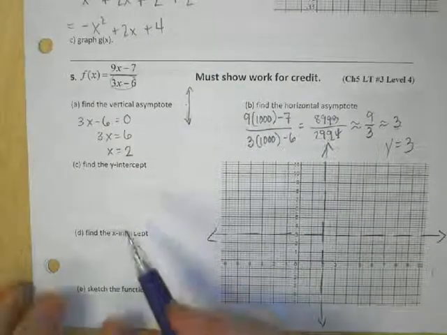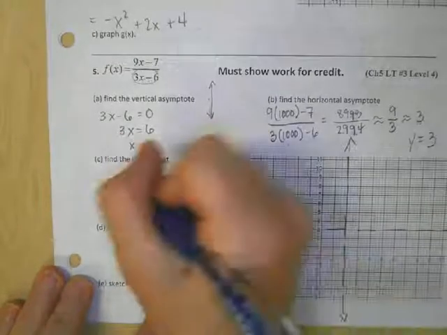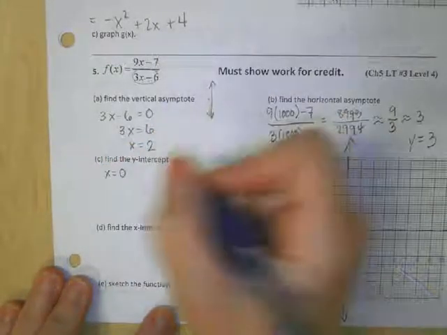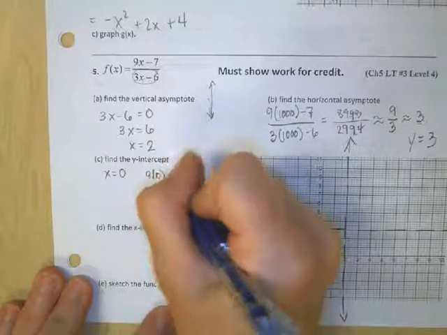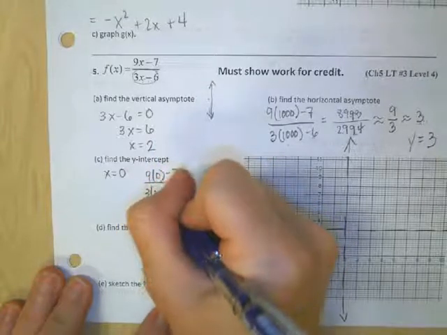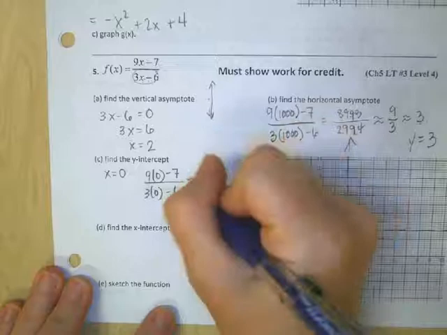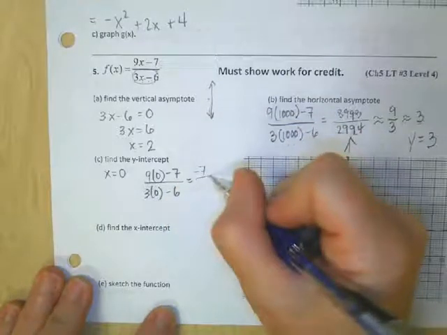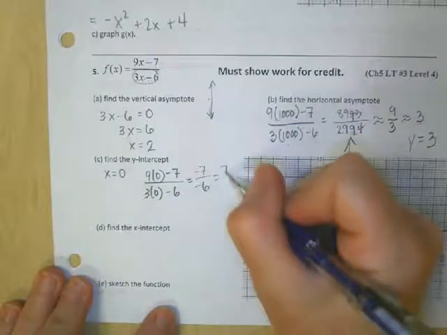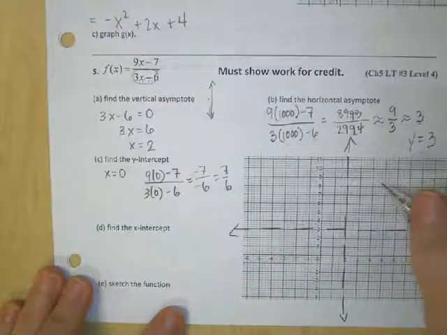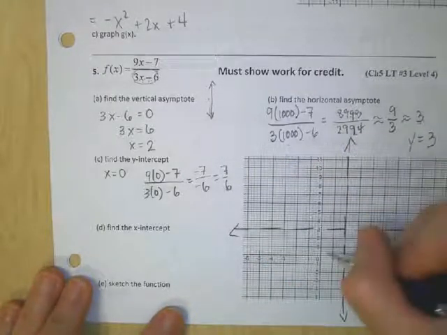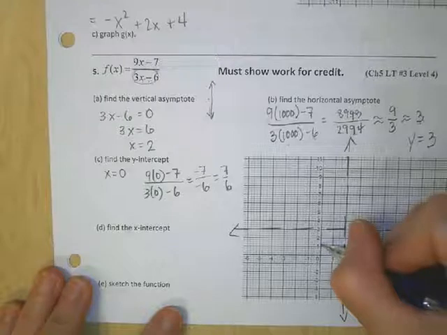All right, next, find the y-intercept. Just like you do with any function, to find the y-intercept, you change x to 0. So I have 9 times 0 minus 7 over 3 times 0 minus 6. So that leaves me with negative 7 over negative 6, which is just 7 over 6. So that's a little more than 1. So I can graph that. My y-intercept is a little bit over 1. I don't have my glasses on, so that'll be close enough.